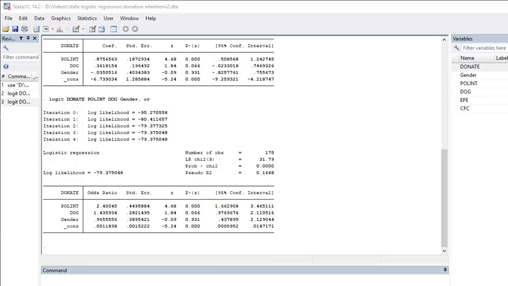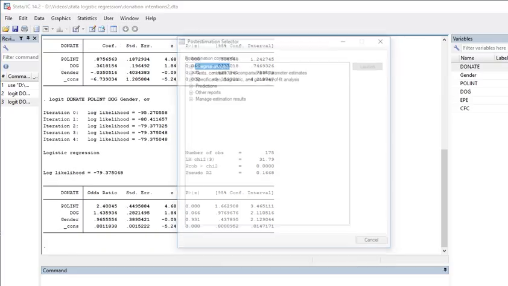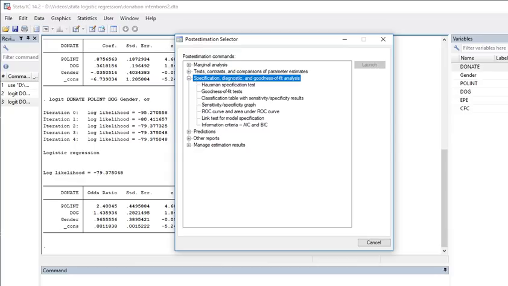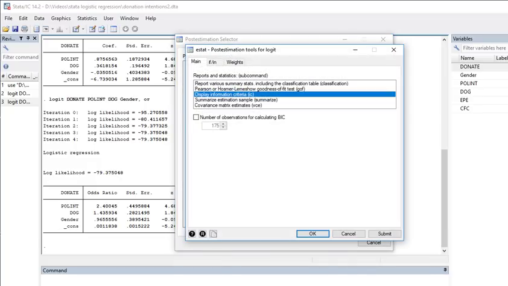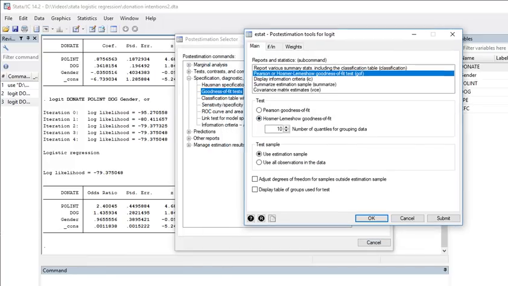Now, we also have some post-estimation options. If we go to post-estimation and click on specification, diagnostic, and goodness of fit analysis, we'll start by just looking at goodness of fit test. So I'm going to double-click on this and go to the Hosmer-Lemeshow goodness of fit test. So basically, this is another sort of global measure of fit, and this is a chi-square test, and it's been pretty roundly criticized, but it's still information that you could use perhaps.